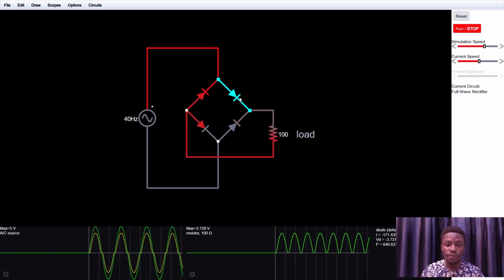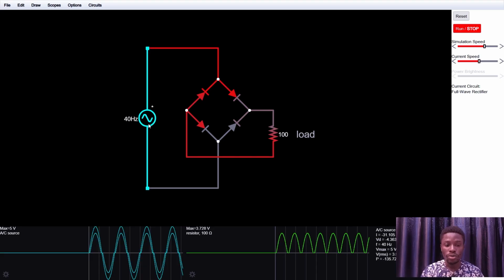It contains 4 diodes, 1, 2, 3, 4. And this is your AC signal, and this is your load, maybe your phone charger or a bulb. This is your load. So it contains 4 diodes in this configuration. Take note of the configuration. So this is how I used to do it before I run the simulation.